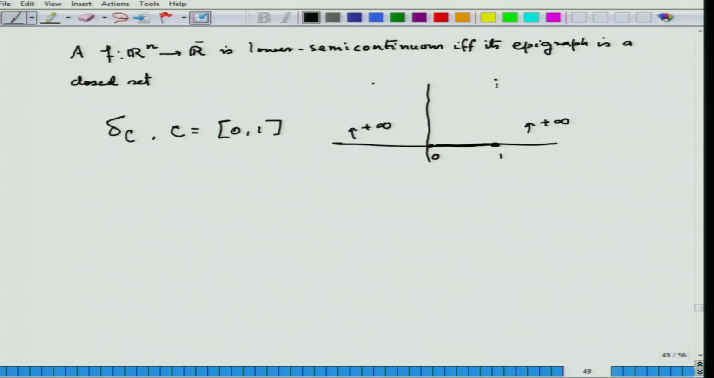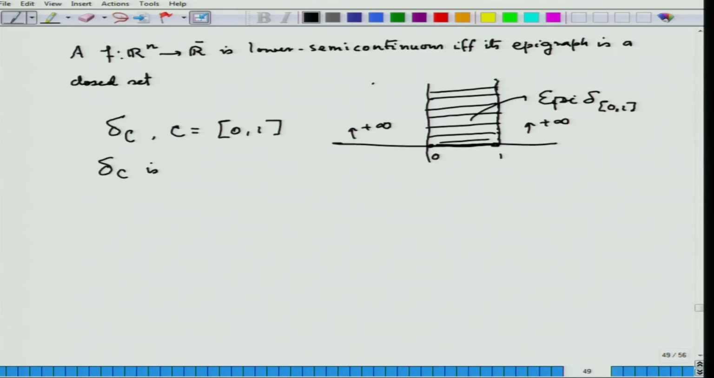So, this is the epigraph, and of course, the epigraph is closed. The epigraph is of course closed, and hence delta C is a lower semi-continuous function. So, for any closed set C, this is a lower semi-continuous function. Of course, the set has to be closed. If the set is open, then it will not be true.